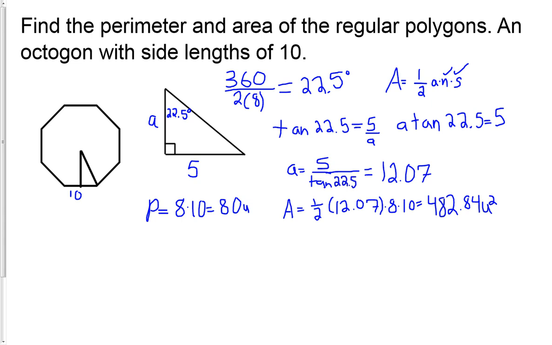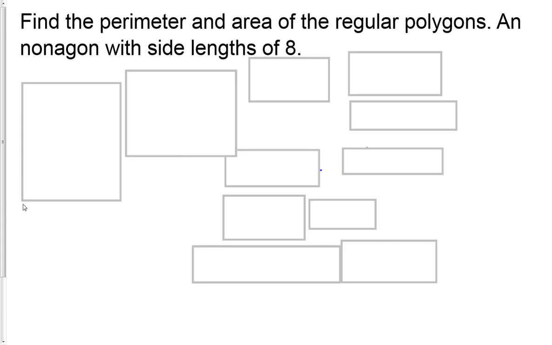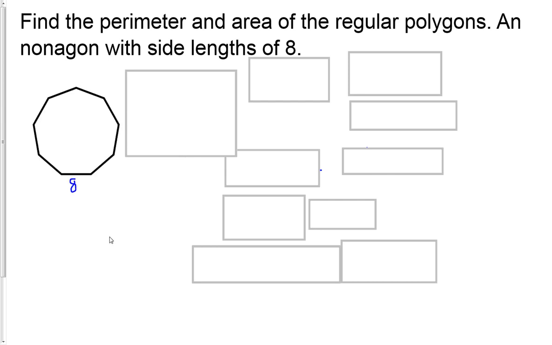One more example to go, and we've got: find the perimeter and area of the regular polygon, a nonagon with side length of 8. Okay, so nonagon, there it is, 9 sides. 9 times 8, 72. We already have our perimeter if you want to go that far.